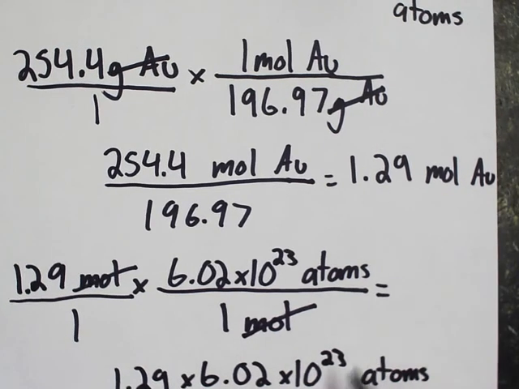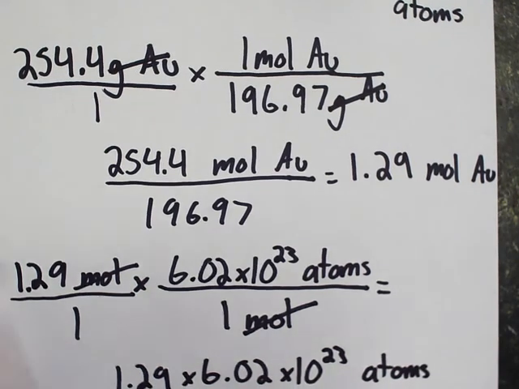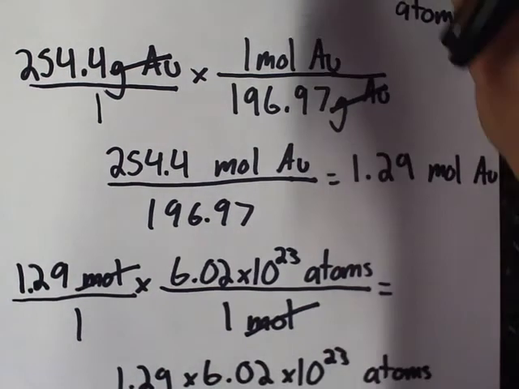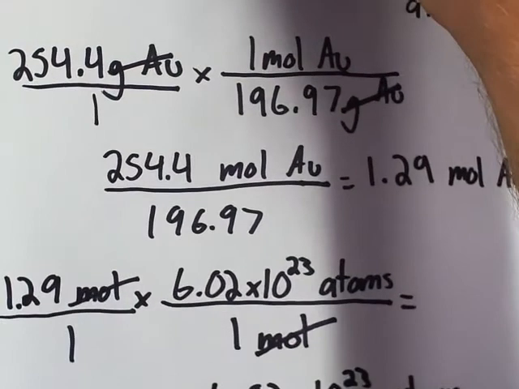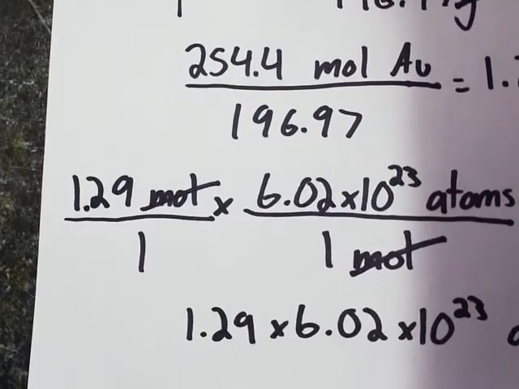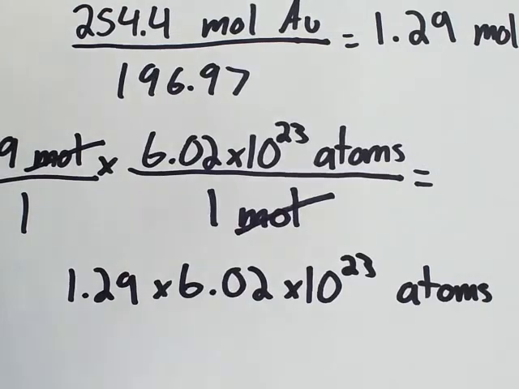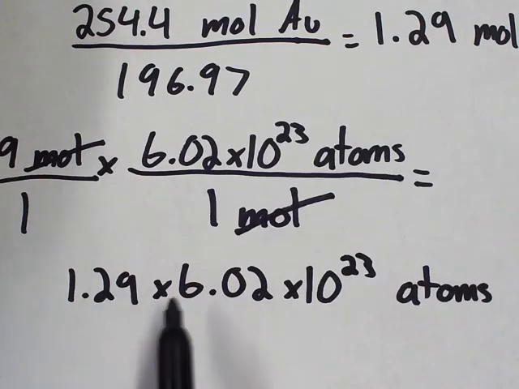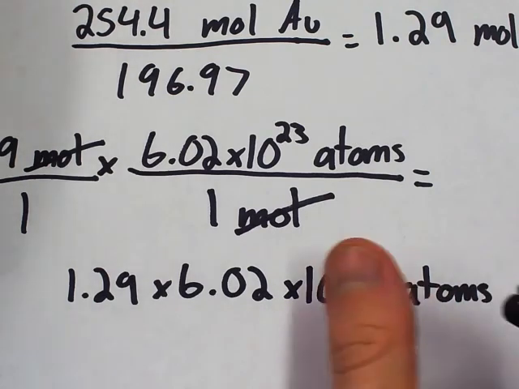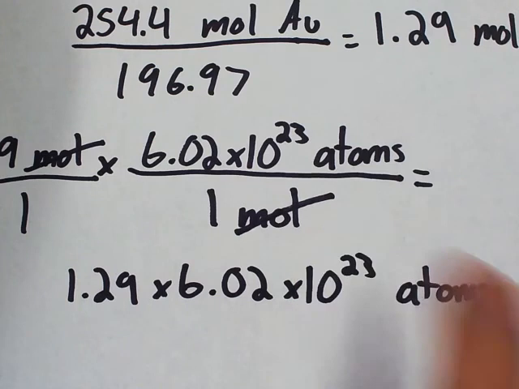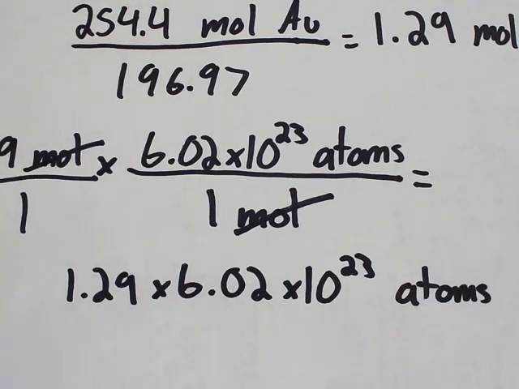So, multiplying a number with scientific notation, I'm going to ignore, I'm sorry, I'm not on the screen right now. I just rewrote my problem out. So, I'm multiplying 1.29 times 6.02 times 10 to the 23. I'm going to ignore my scientific notation part, just work with my coefficients. 1.29 times 6.02.